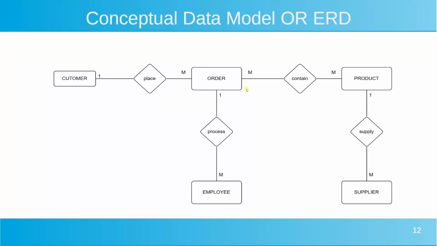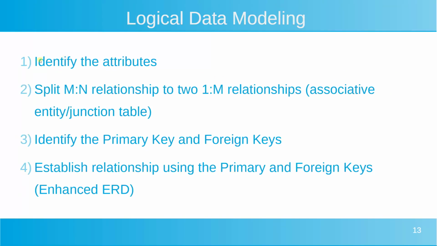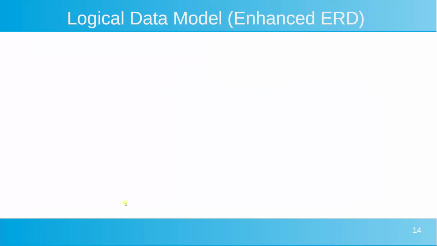So what we have to do with this one, we need to perform these 4 steps: identify the attributes for each entity, and the most important thing, if there exists any many-to-many relationship, we have to split that into two one-to-many relationships, and that could be done by introducing an associative entity. And for each associative entity in implementation, we will be using a junction table. And the next important thing at step 3 is to identify the primary key and foreign key attributes and establish the relationship between these key attributes to get the enhanced ERD. So what could be that enhanced ERD or logical data model for our database?